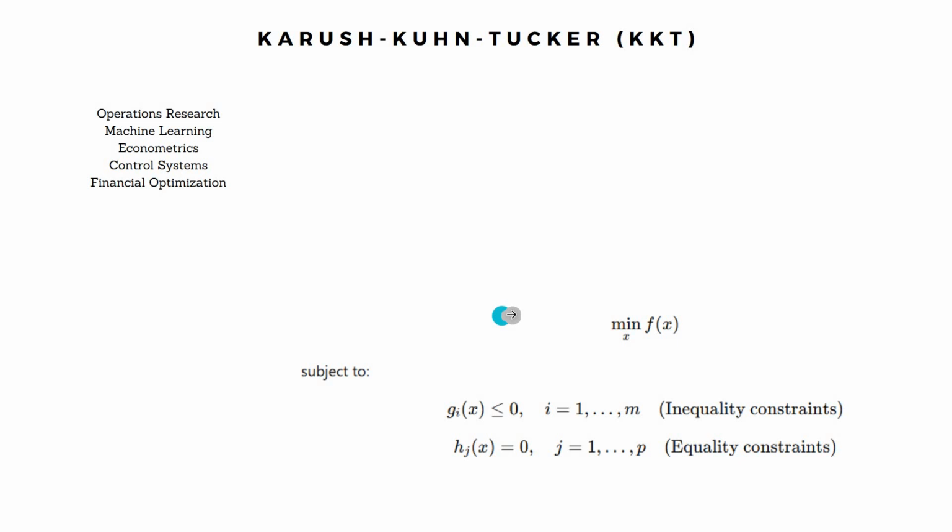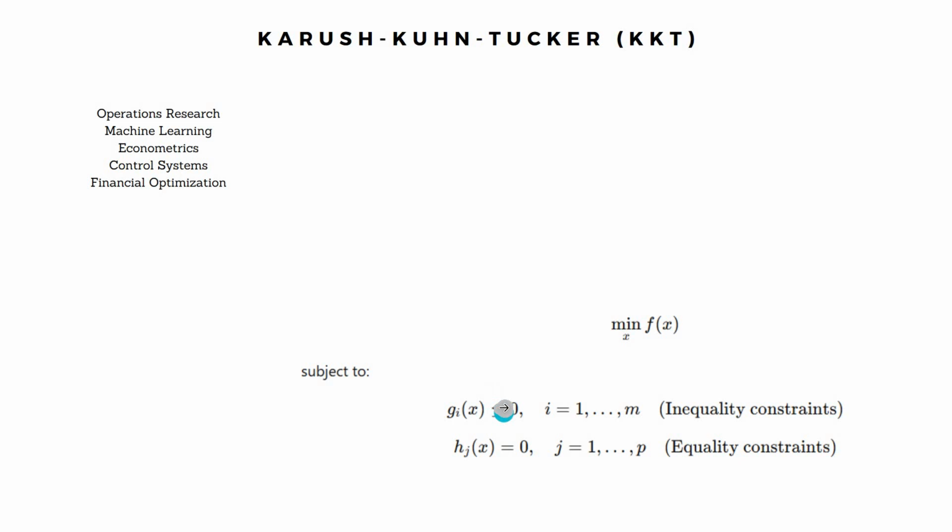Let's look at the mathematical setup for this kind of problem. What we are trying to do here is to minimize a function, which we call f of x. This function represents the objective, the thing we want to optimize, but there's a catch. We can't just minimize f of x without any restrictions; there are constraints we need to satisfy.